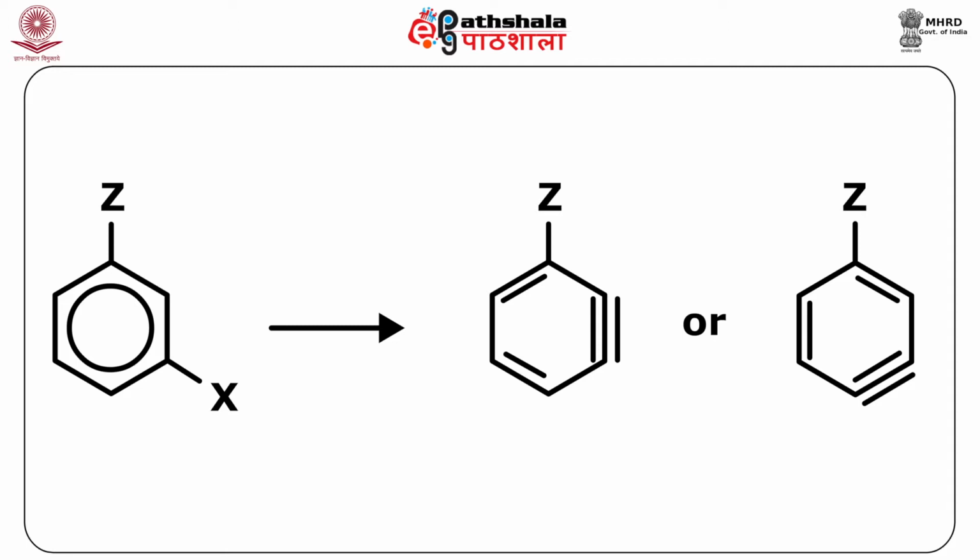Now students, see clearly, if the Z group makes the proton at the ortho position to Z more acidic, then this structure which has the triple bond in this center bond, that is the first structure, will be formed. If in case the proton in the para position to Z, that is the 180 degrees to the Z, is more acidic, then the second type of benzyne intermediate will be formed.